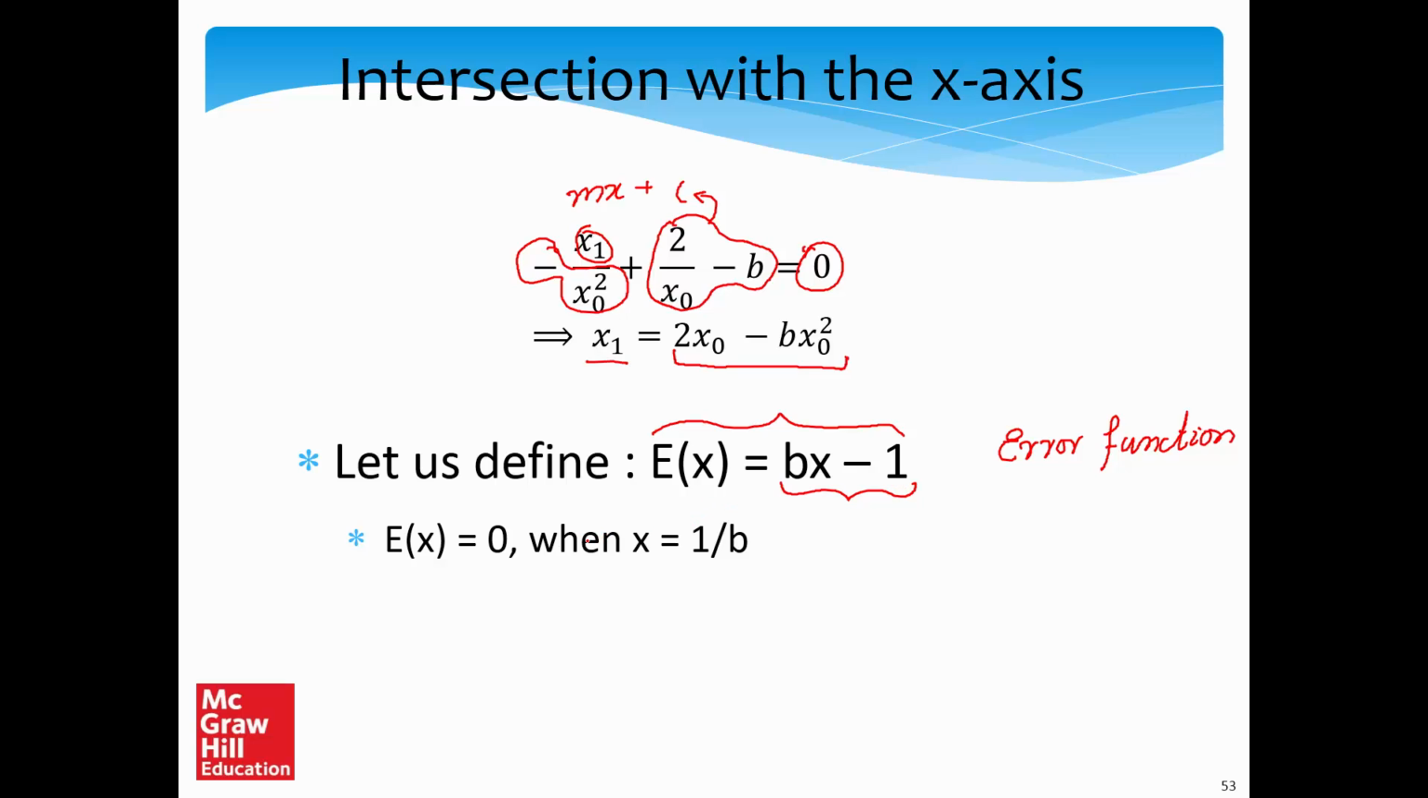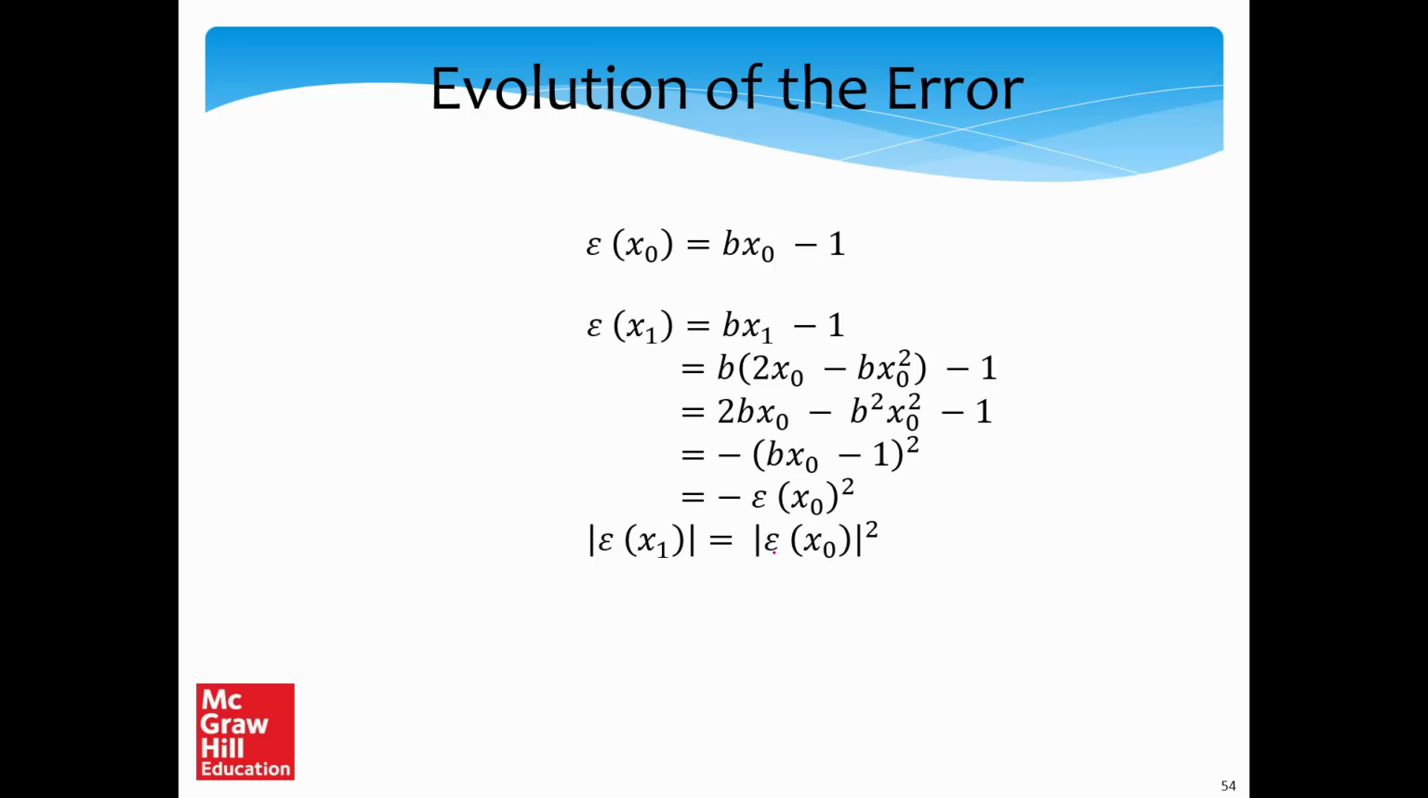What is the advantage of defining it this way? When we reach the root x, where x is equal to 1/b, the error becomes equal to 0. You just put x here: if x is 1/b, b times 1/b is 1, and 1 minus 1 is 0. So the error is 0. Our aim is also to make the error 0, and the error happens to be 0 when we reach the root of the function f(x).